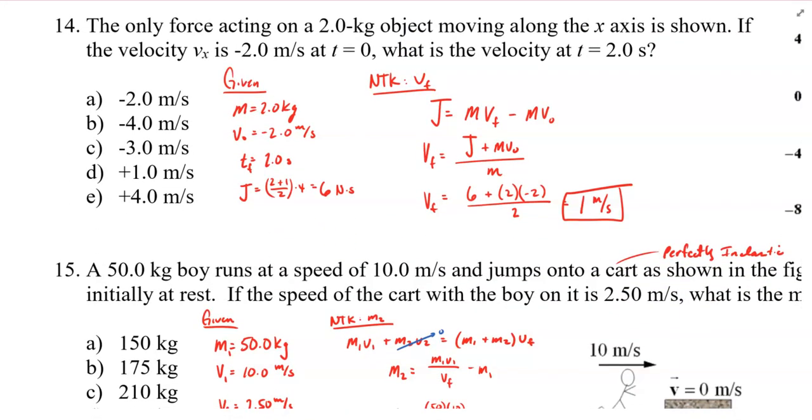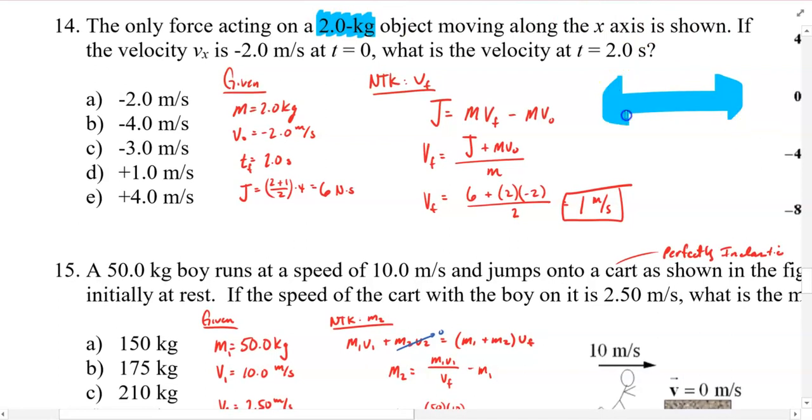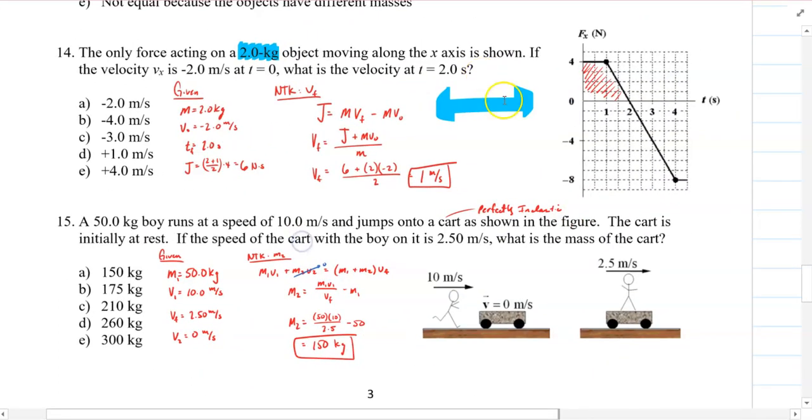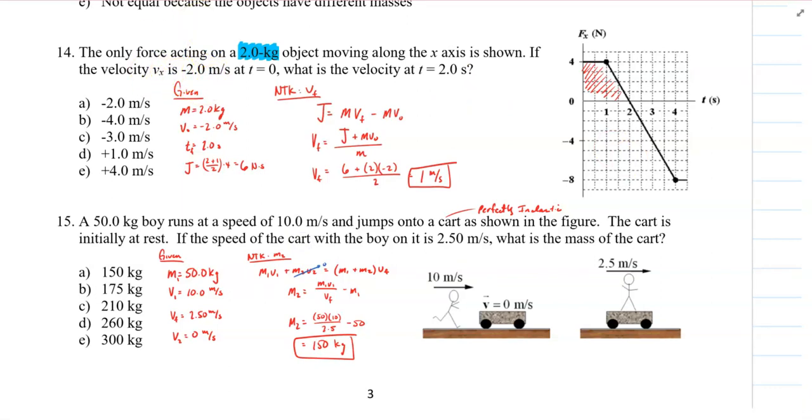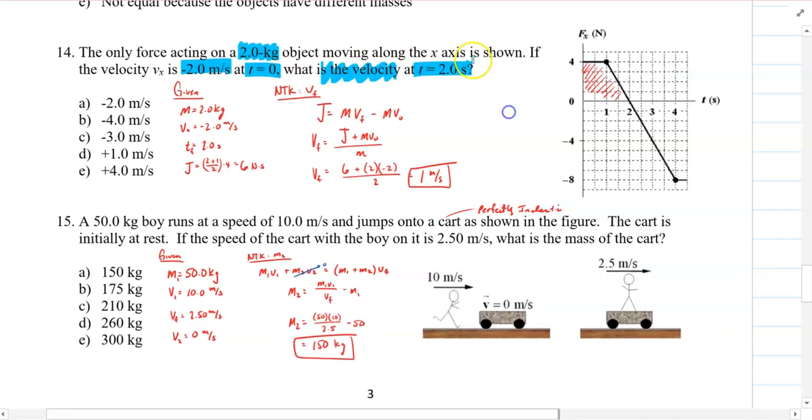With number 14, we've got a 2 kilogram object that's moving along an x-axis, so basically forward and backwards. The velocity in the x direction is negative 2 meters per second at time 0, and we would like to know what the velocity is at time equals 2.